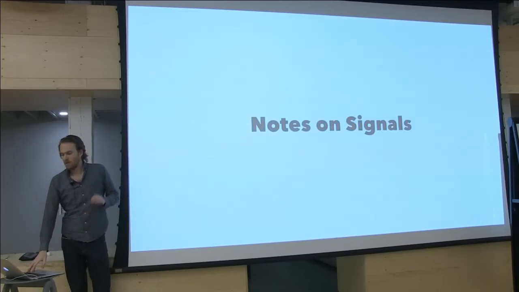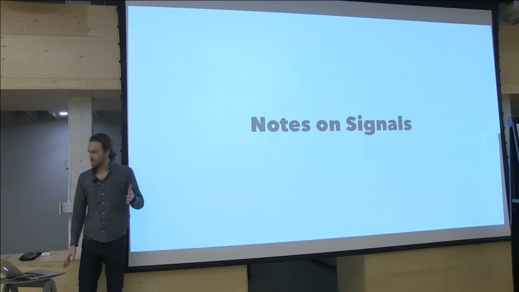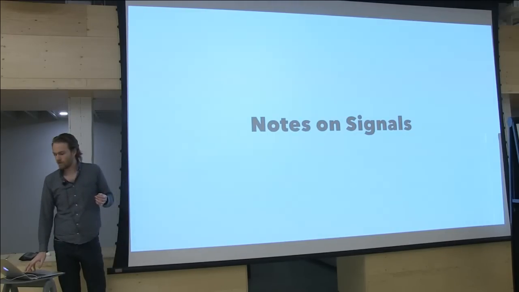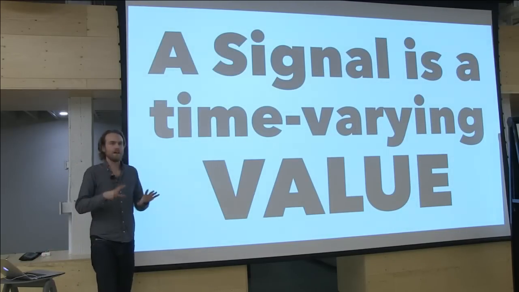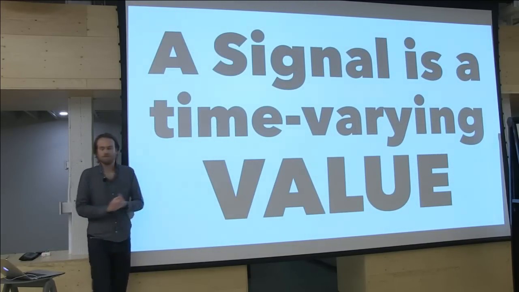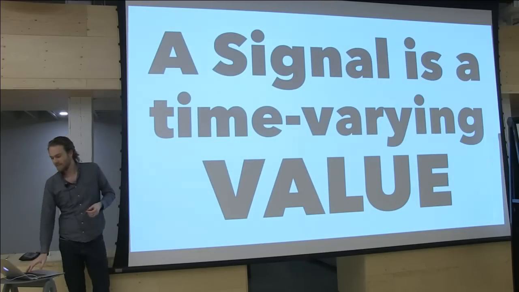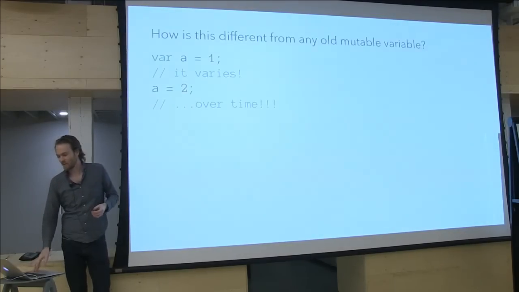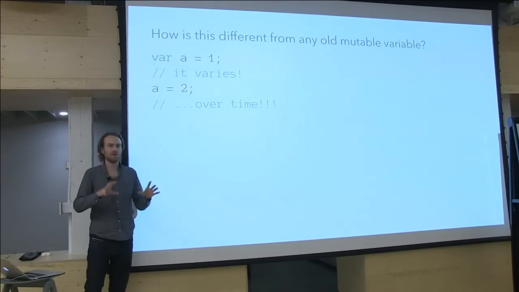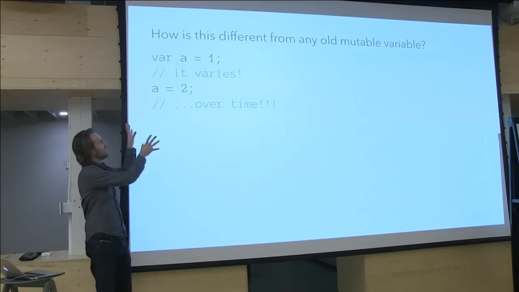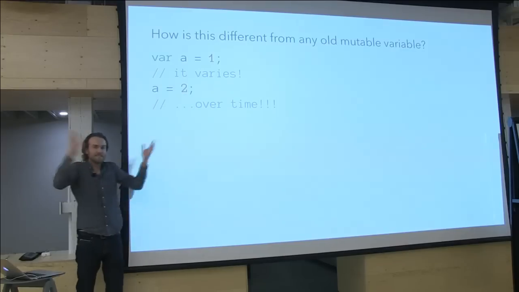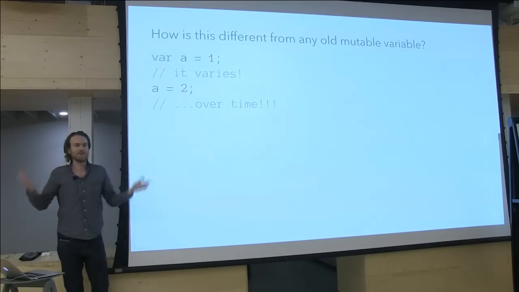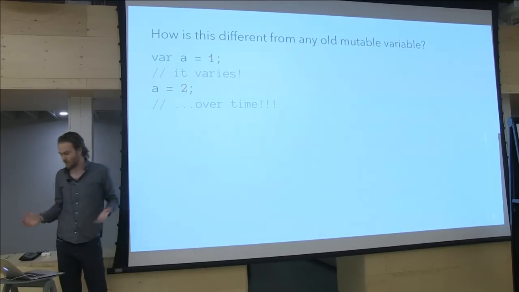Okay, so about signals. I found some of these things a bit confusing at first, so I'm going to go through this a little bit. A signal is a time-varying value. Just remember that. So how is this different from any old mutable variable? If we have a variable a, we assign it the value 1, and we assign it the value 2, it's changing over time. Wow, isn't that the point of signals?